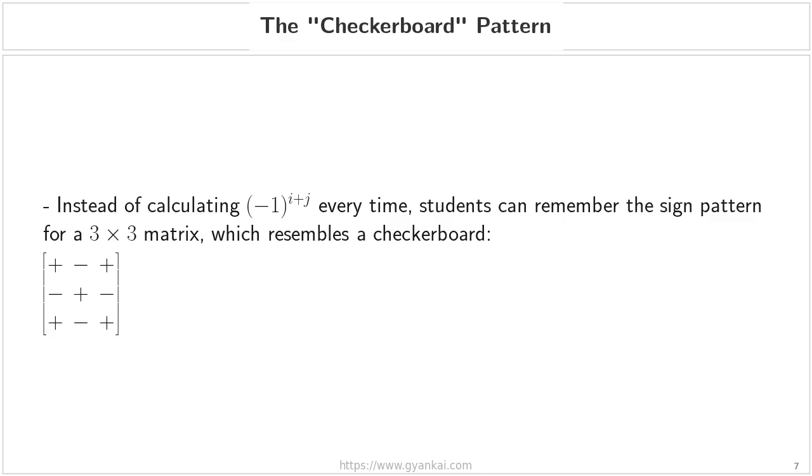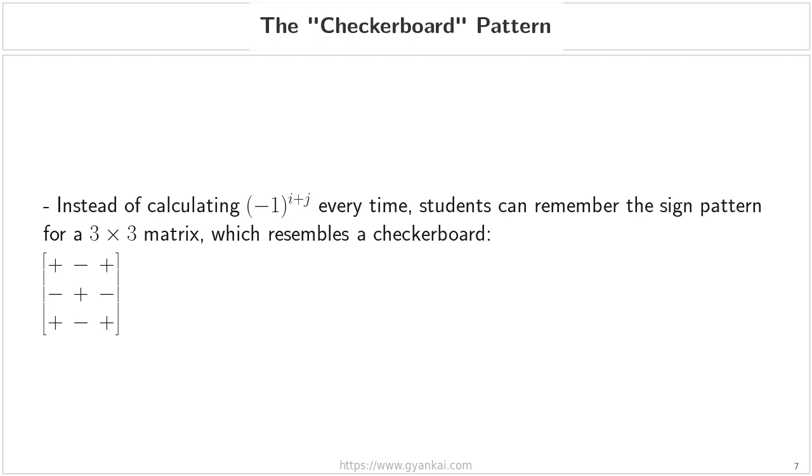Now I know what you might be thinking. Calculating -1 to the power of I plus j for every single element sounds like a lot of extra work. And you're right, it can be quite tedious during an exam. So, here is a much more efficient shortcut. Instead of performing that calculation every single time, you can simply memorize a fixed sign pattern for a 3x3 matrix. It looks exactly like a checkerboard.